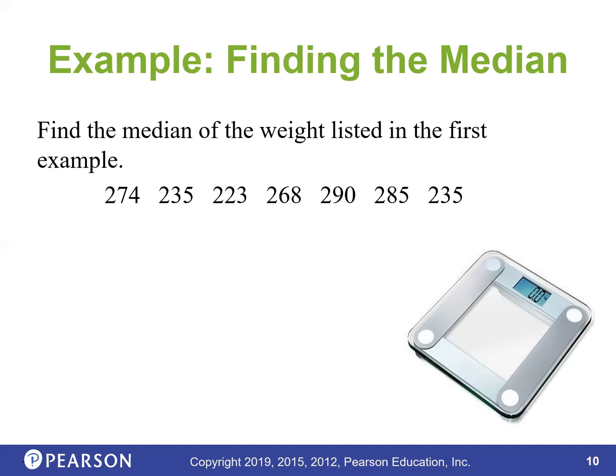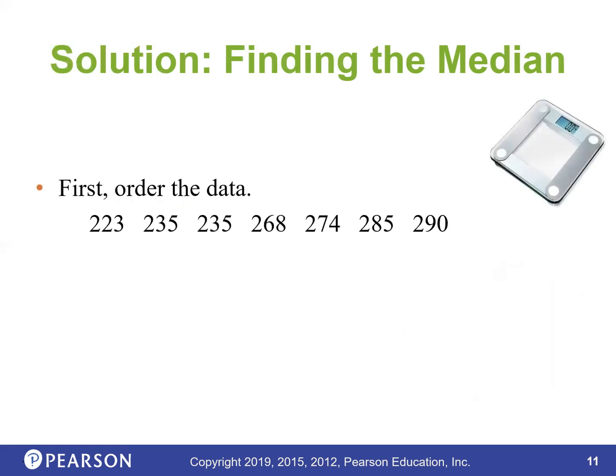Okay, there's 2 of them. 235, there's 2 of them. 274, 285, 290. Perfect. Okay, that should be the order right there.